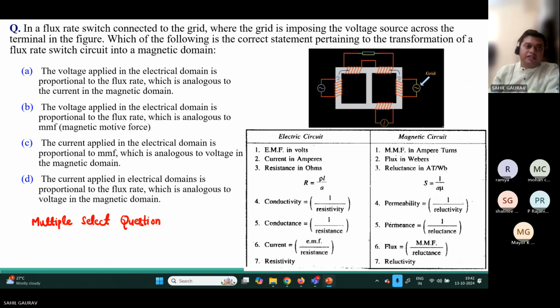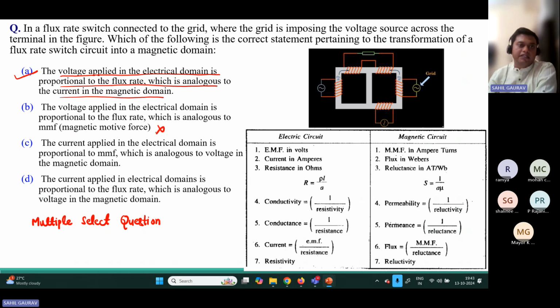So can you guess? Let us see the first option. The voltage applied in the electrical domain is proportional to the flux rate, which is analogous to current in the magnetic domain. We have seen the equivalent circuit for this magnetic circuit part. So this is correct. While the second one, the voltage applied in the electrical domain is proportional to flux rate, which is analogous to mmf.